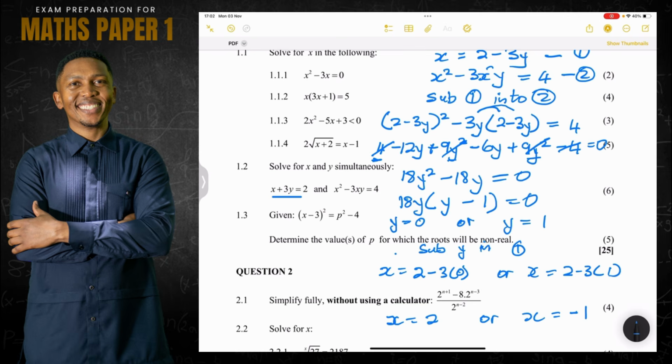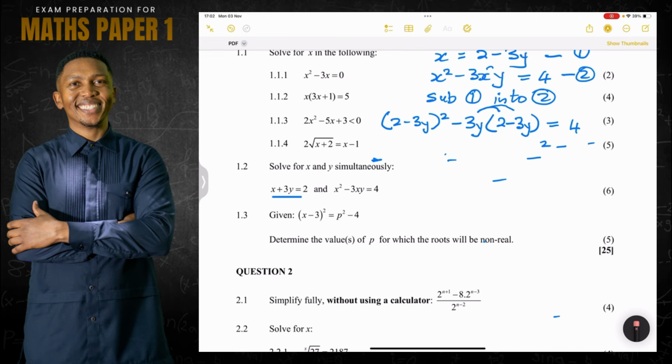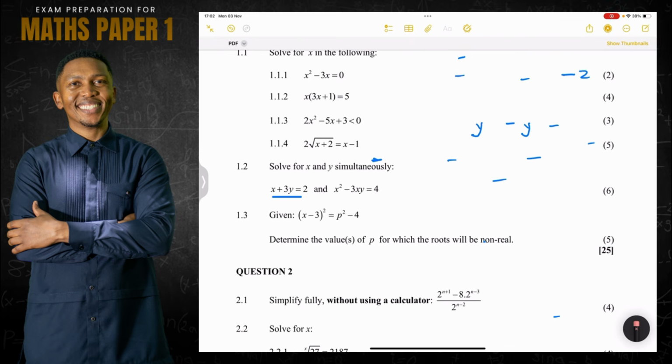All right, so that is how we're going to get our answers. Solving simultaneously, please, this is where we need to make sure that we get our maximum marks. So we do this as quickly as we possibly can. All right, let's go to the next one.